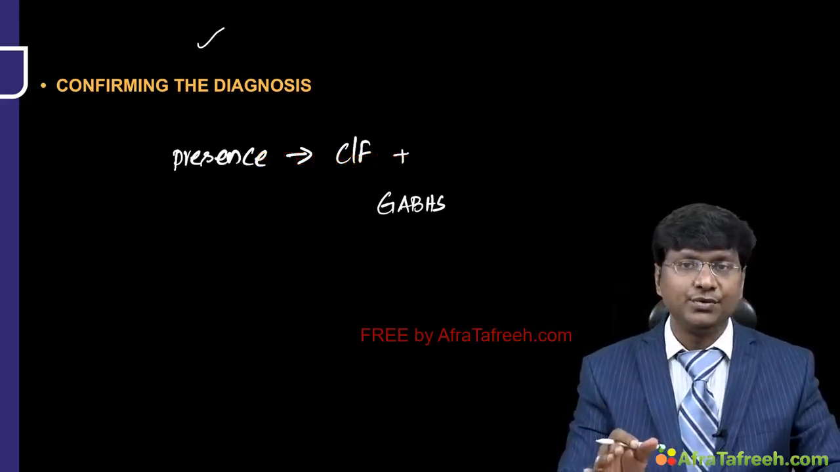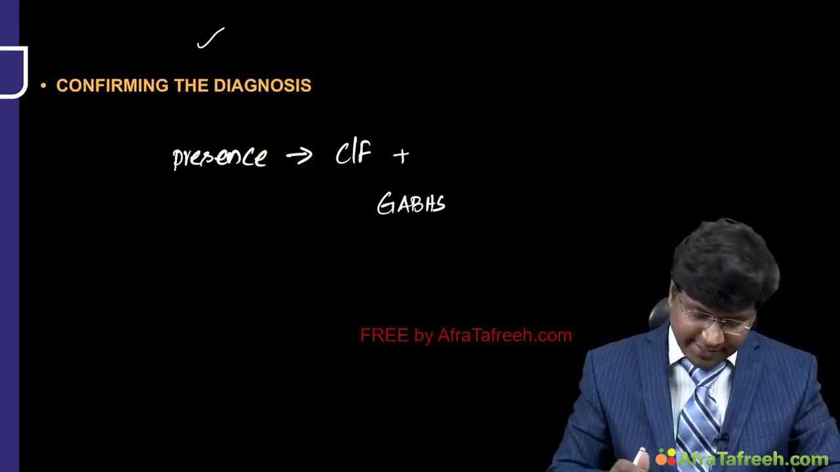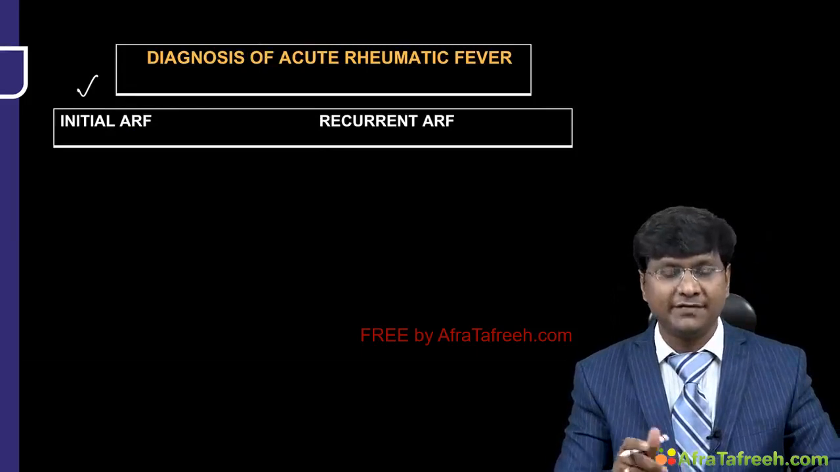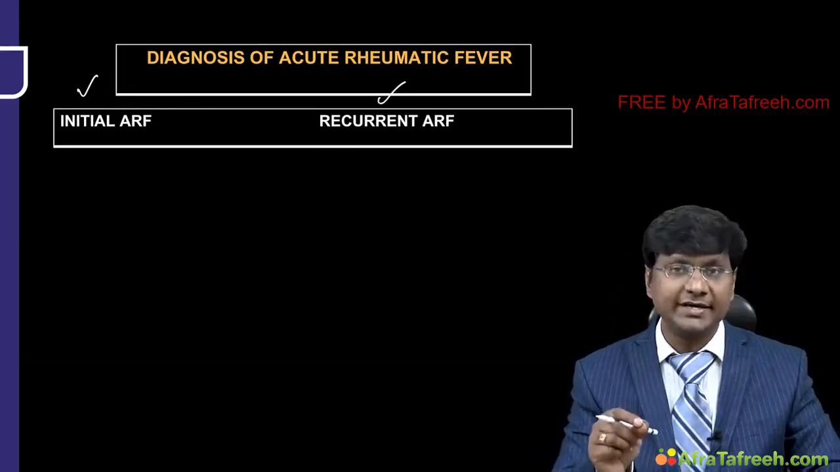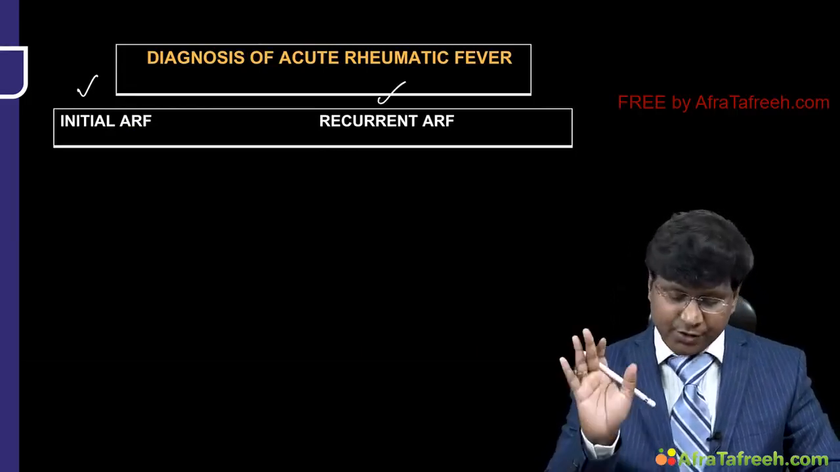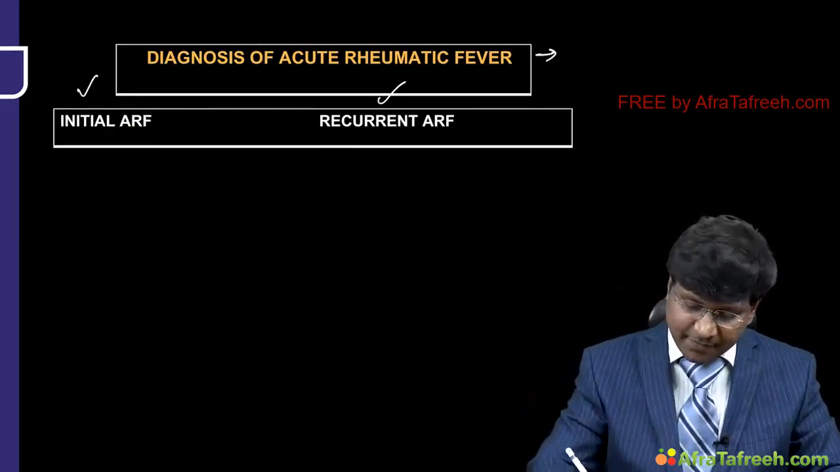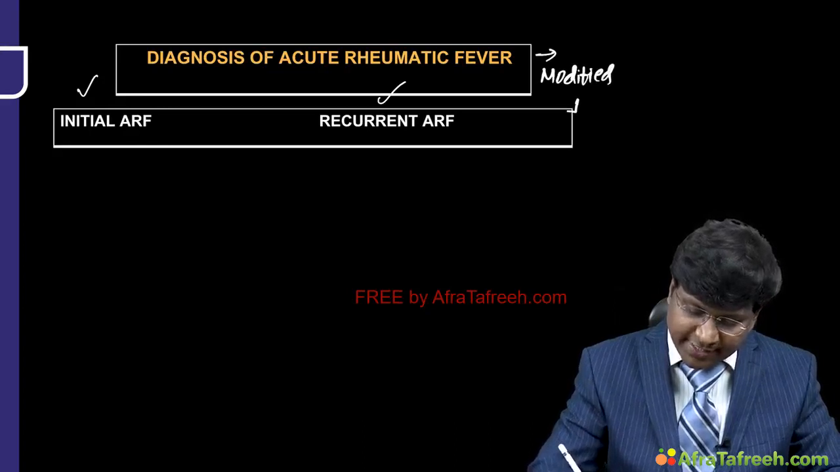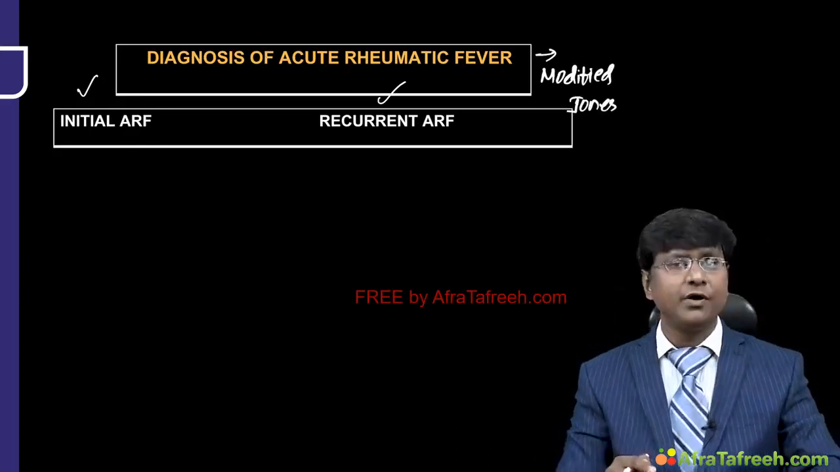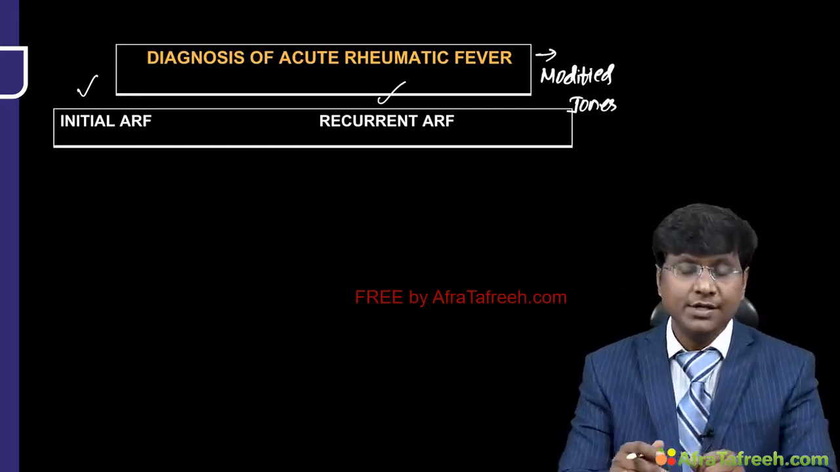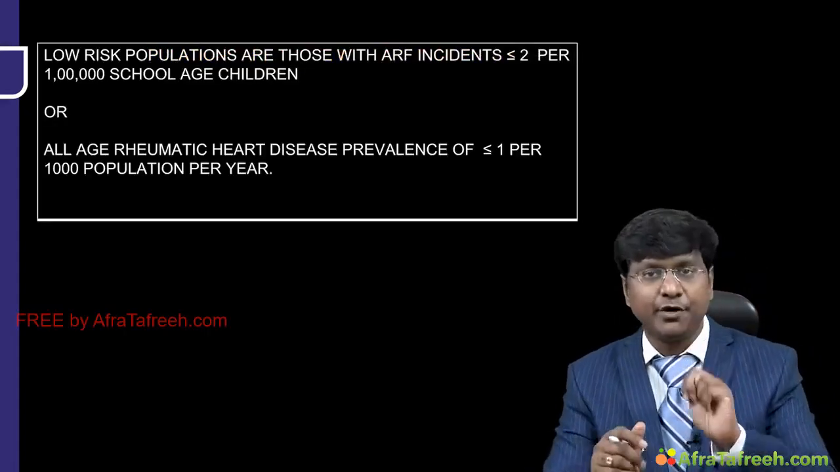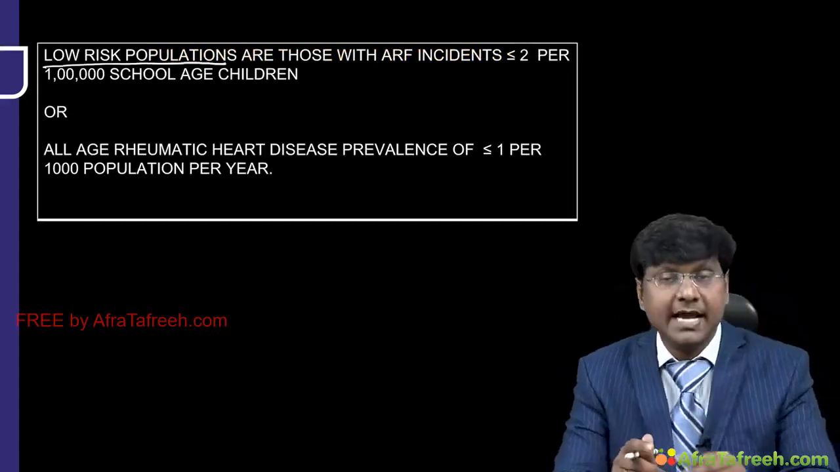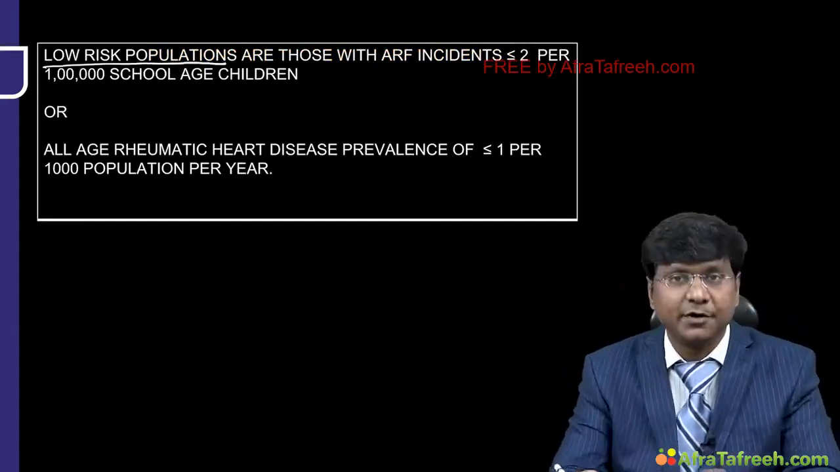In that, you need to know the diagnostic criteria for initial acute rheumatic fever, and you should know the diagnostic criteria for recurrent acute rheumatic fever. So this is the new criteria which we call the modified Jones criteria. Now, first of all, in this modified Jones criteria, you need to be aware of two important populations. One is the low risk population and the other one is the high risk population.